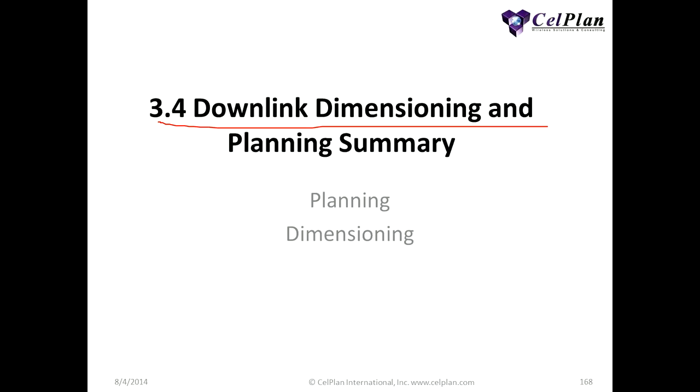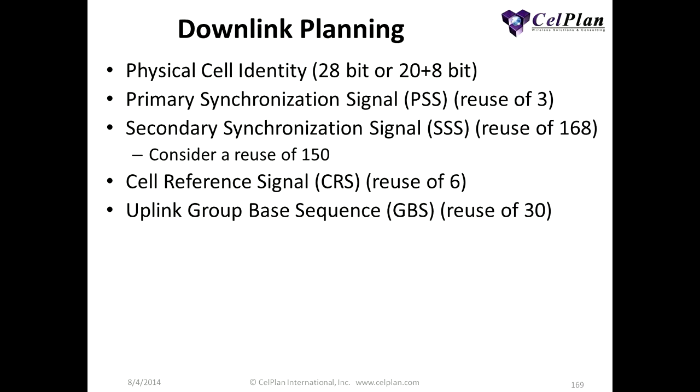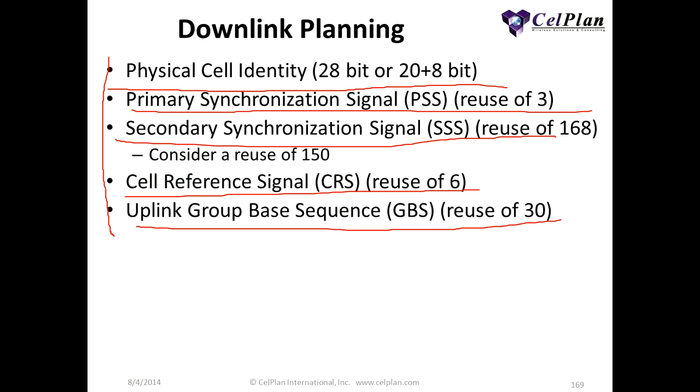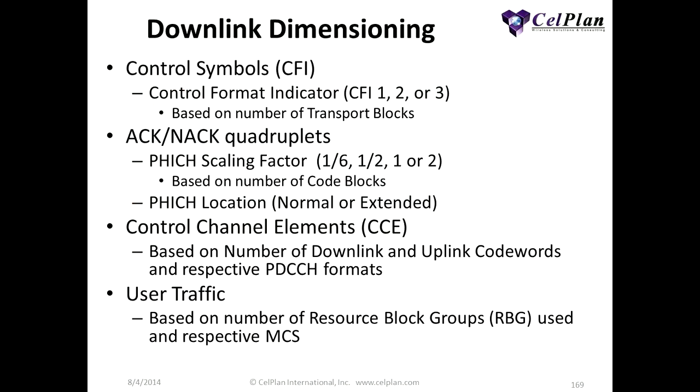So to finalize this part of the downlink, I would like to do a summary. So we need to do physical cell ID, 28-bit or 20-bit. We need to do a planning for PCI, for PSS, for SSS, for cell reference signal, and for uplink group. So all of this is planning of the PCI.